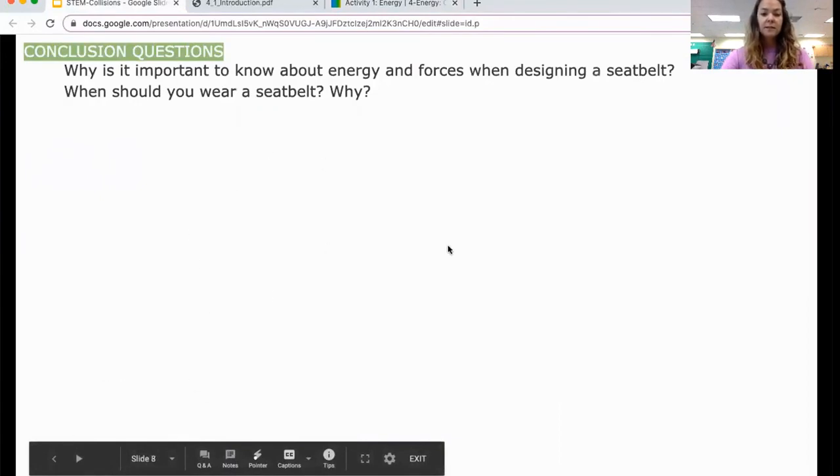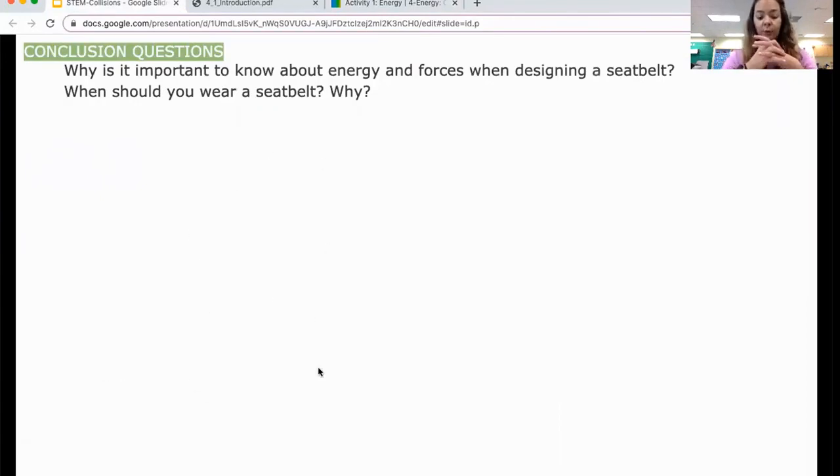In class today, we have talked briefly about collisions, and we've talked about why it would be important to protect your egg. So what you're going to do for me is take this Google Slides and answer the following questions. Why is it important to know about energy and forces when designing a seatbelt? And when should you wear a seatbelt and why?